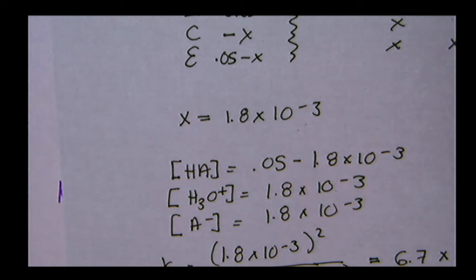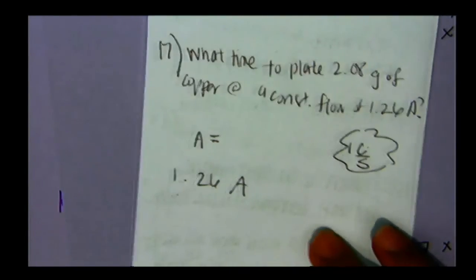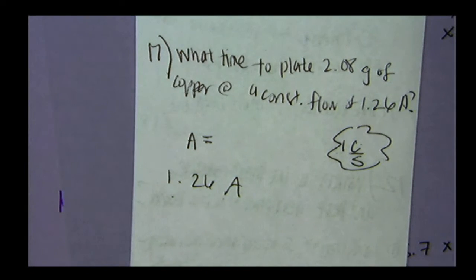All right, so when it comes to plating, plating is strictly stoichiometry all the way through. What time to plate 2.0 grams of copper at a constant flow of... All right, when you plate copper, you're adding electrons to it so that it can get to its solid form. So you're using the overall equation of Cu2+ plus 2 electrons goes to copper solid. Let's just use that equation for now, because I don't know what equation you actually use. And that's how you plate.